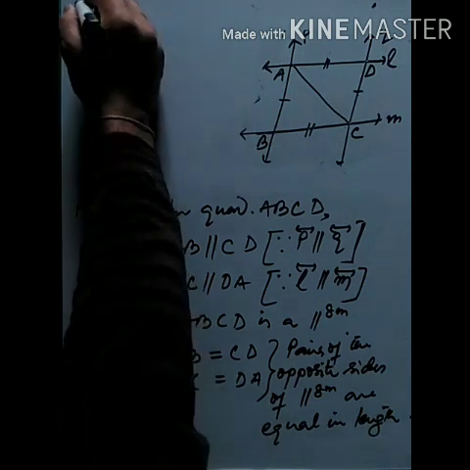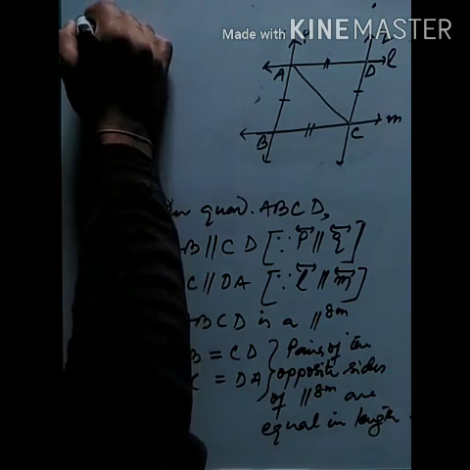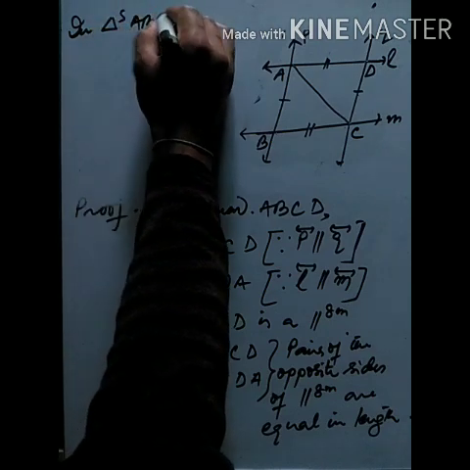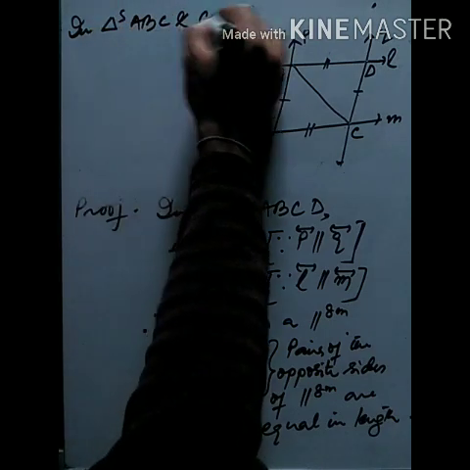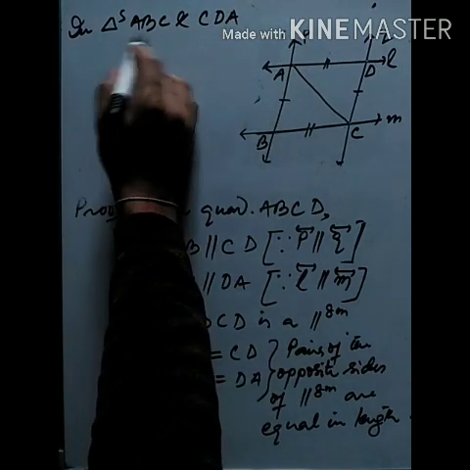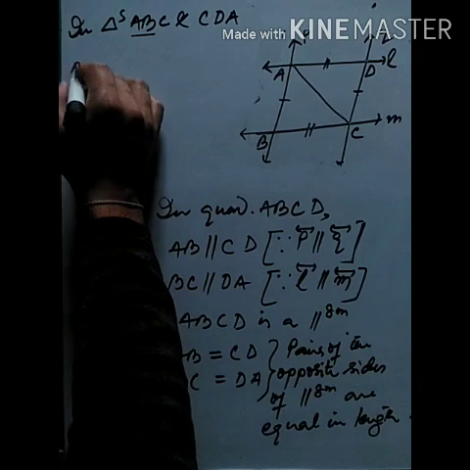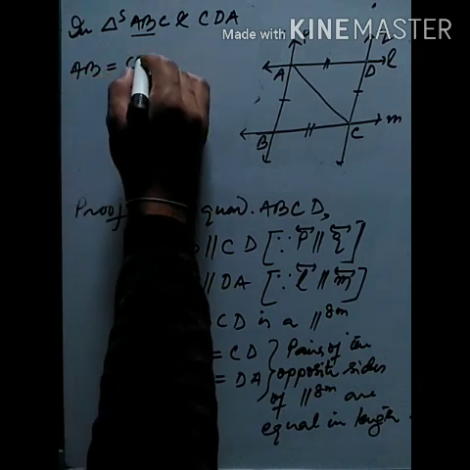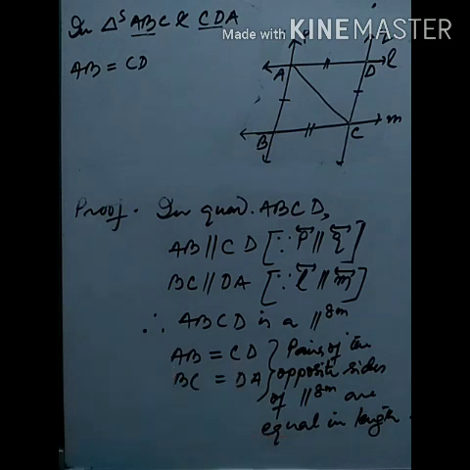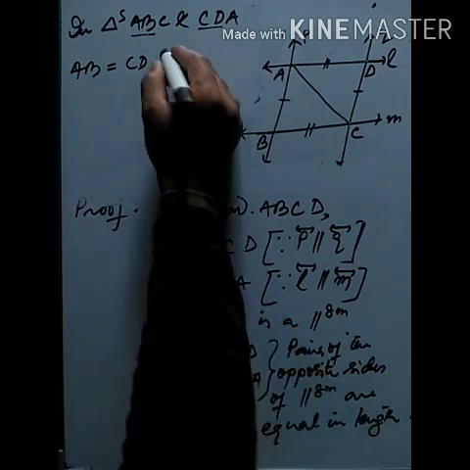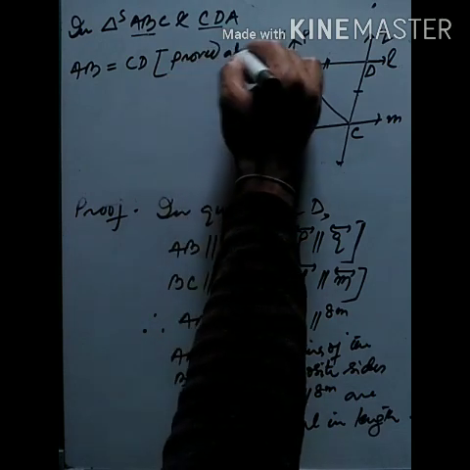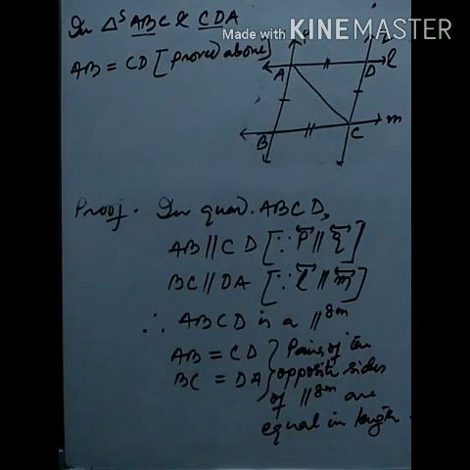Okay, I'll just start here. In triangles ABC and CDA, let's compare. AB is equal to CD. AB equal to CD, we prove already, actually we prove above. So you can write here, prove above.